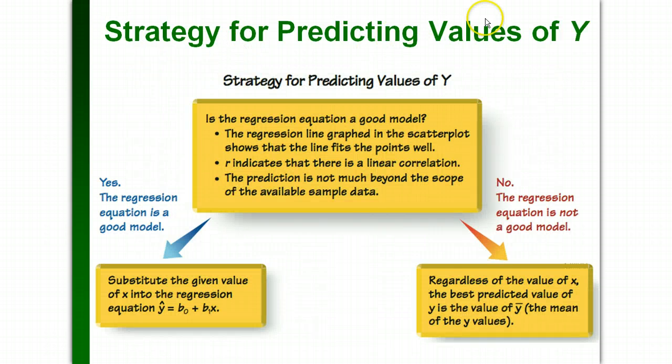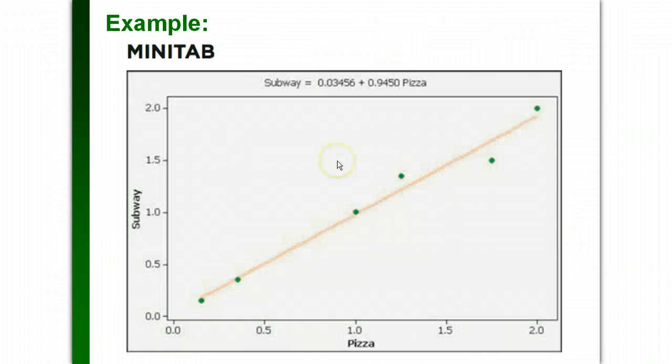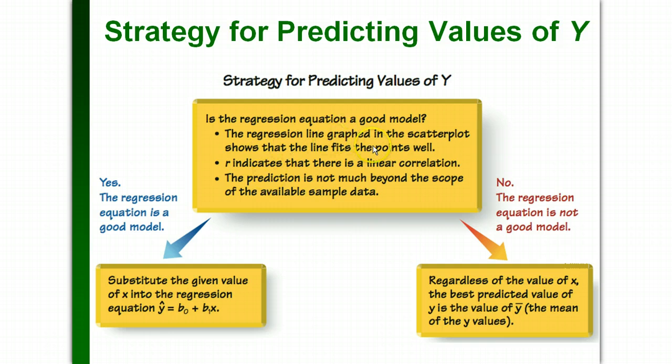Alright, now, do we always plug it into that line? No, not always. That's what this little flow chart is telling you here. Is the regression equation a good model? If it is, meaning that the line graphed on the scatter plot fits the points well, like this one fits them very well. They're all kind of tight around that line. I don't have any points way down here or way up here. So it fits the points well.